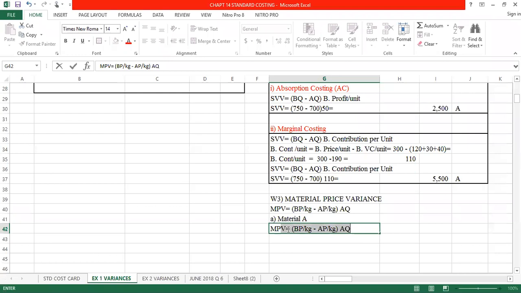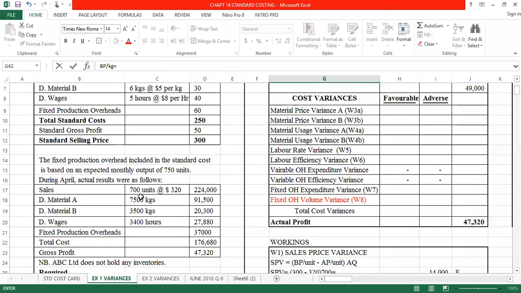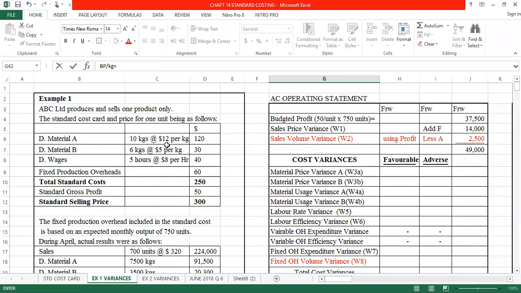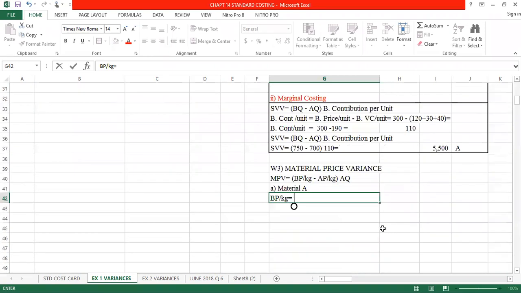Maybe because there are a number of items we'll be calculating, let's get what is the budgeted price per kg. The budgeted price per kg is equals to, we can look for it, it was given somewhere. Budgeted price per kg for material A is 12. You can see 12 per kg. So I'm just writing it here so that we get it. So this is 12. Next, actual price per kg.